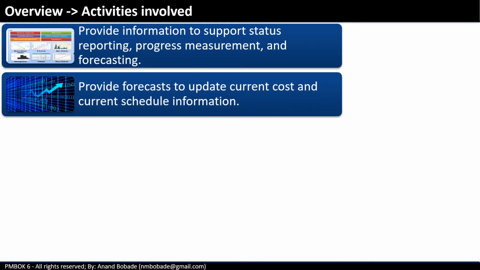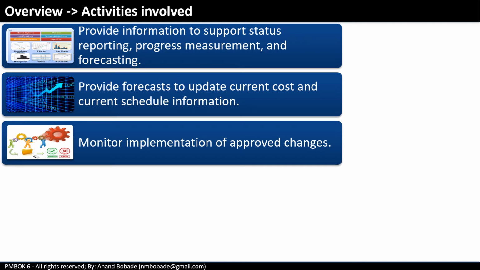Provide information to support status reporting, progress measurement and forecasting. Again, I told you this is a silent process. This is where you are collecting and processing information. Provide forecast to update current cost and current schedule information. Whenever you go to management, you not only want to give a current status, but you want to forecast. For example, if you are spending more, with this spending trend, how much more will you need? What will be the cost when the project gets completed?